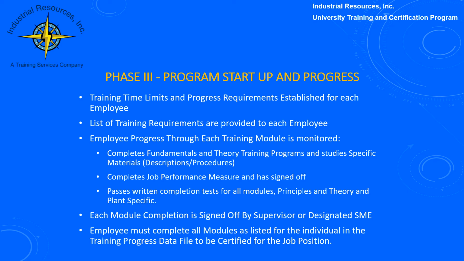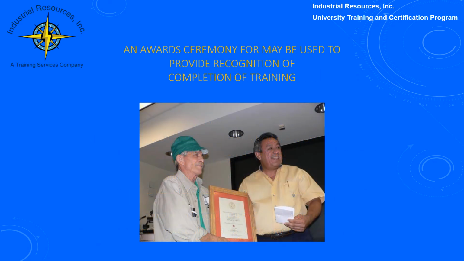Each employee should be given a list of their training requirements. Each trainee should start with the principles and theory training before progressing to the facility-specific training. As the trainee progresses through the training, the designated trainer or supervisor signs off on their progress. All training must be completed to certify an employee to any job position. Employees that complete the mandatory training should be provided recognition of their accomplishment.